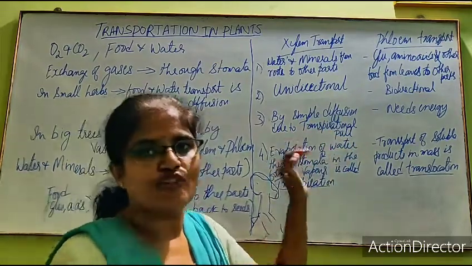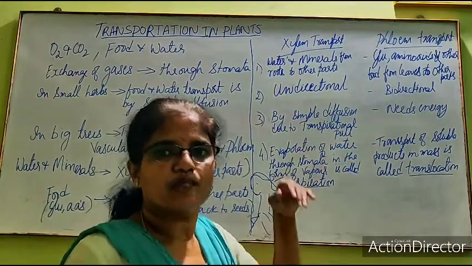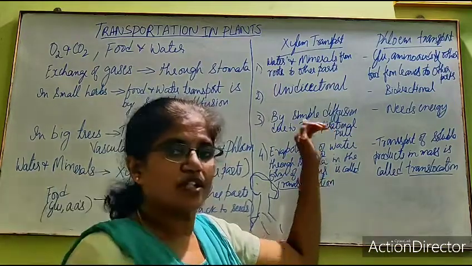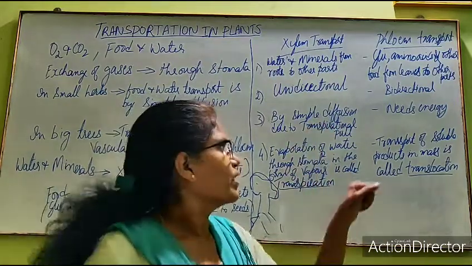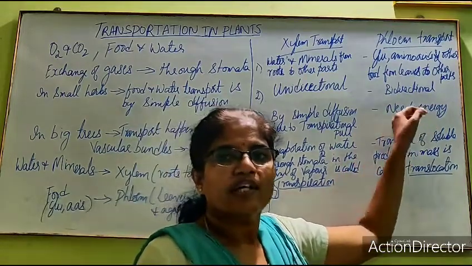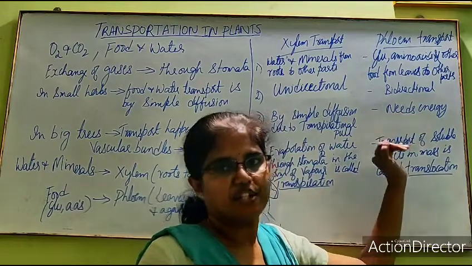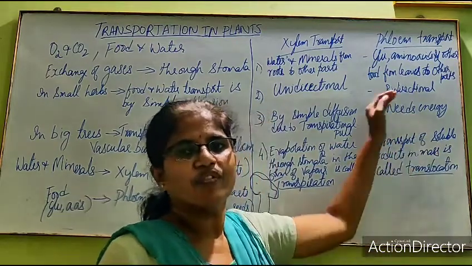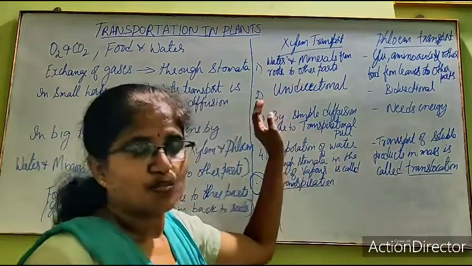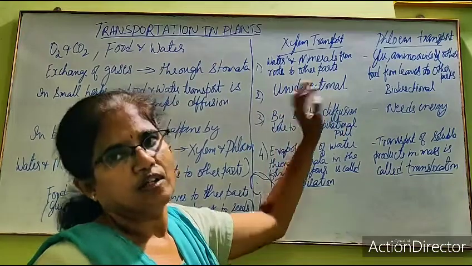Transpirational pull is a force that helps to move water and minerals from root to leaves. What is transpirational pull? Let's see afterwards. Now, phloem transport does not happen by itself. It needs energy. It requires ATP for the transport. Whereas xylem transport does not require energy. Just by suction, it moves.